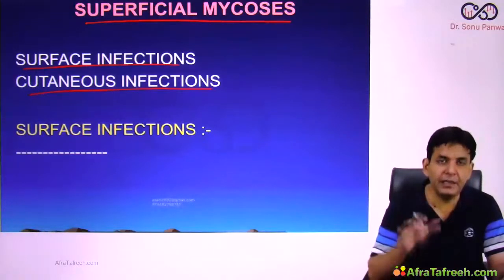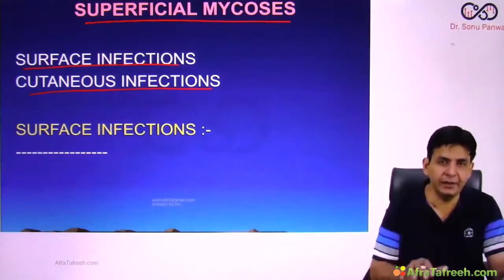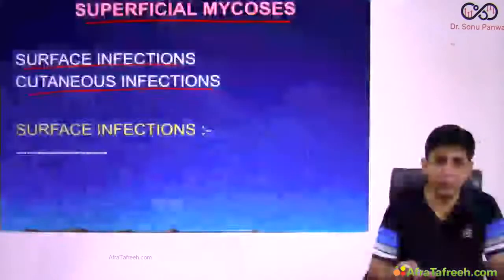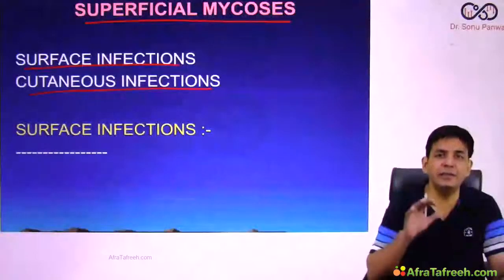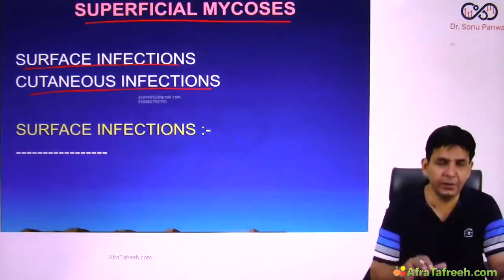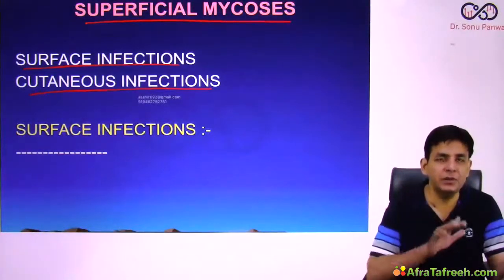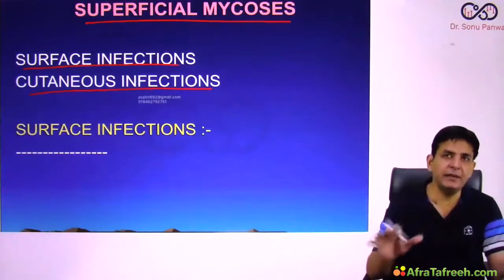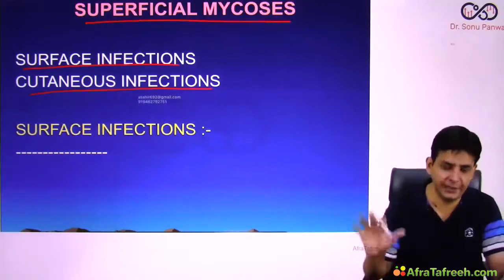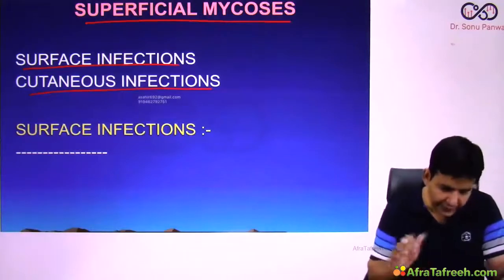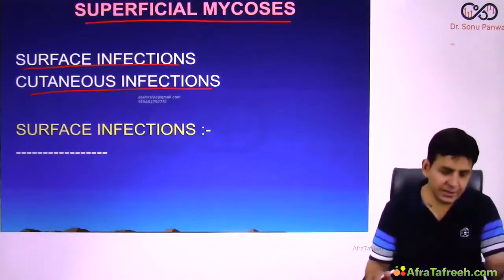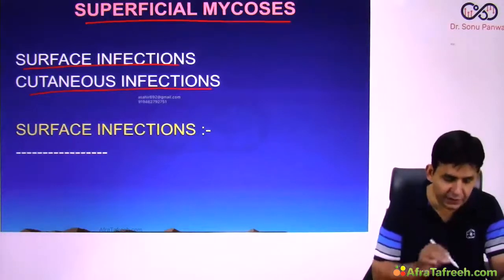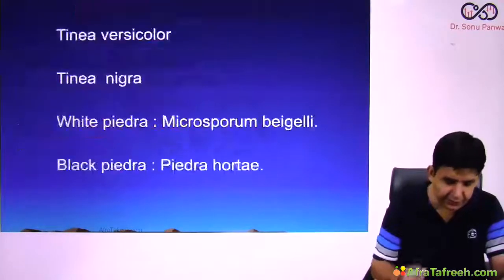Fine. But in the systemic one, deep mycosis, what do you have? You have all the dimorphic fungi except which one? Sporo. Okay, along with that you can have the candida, you can have the cryptococcus, along with that you can have those which are there in the zygomycetes family, like Rhizopus, mucor and Absidia. Okay, now we are taking up the superficial mycosis. In the superficial mycosis we have surface infections, cutaneous infections. The surface infections first of all.